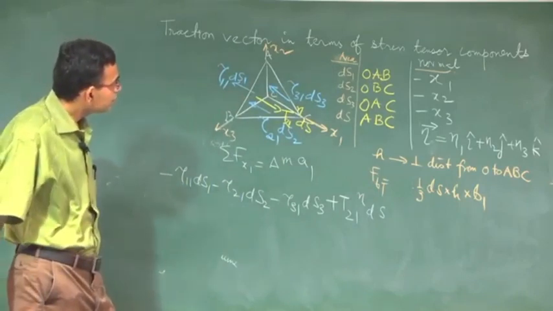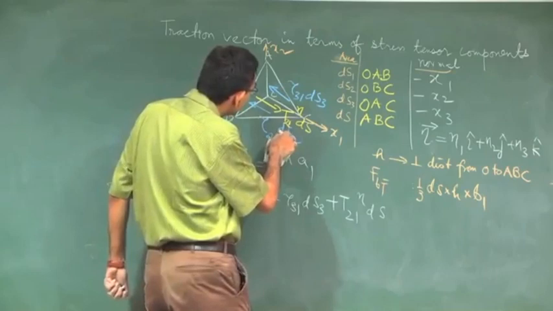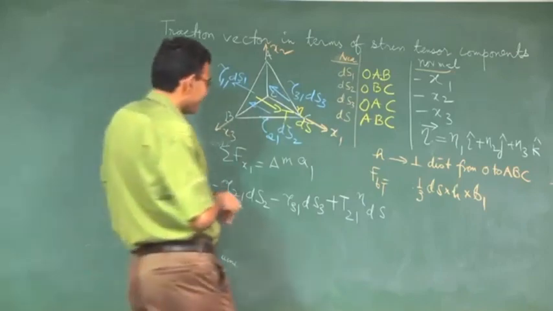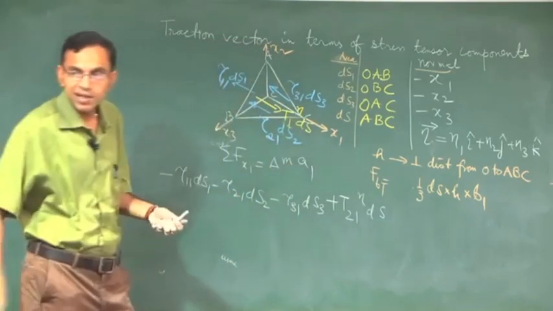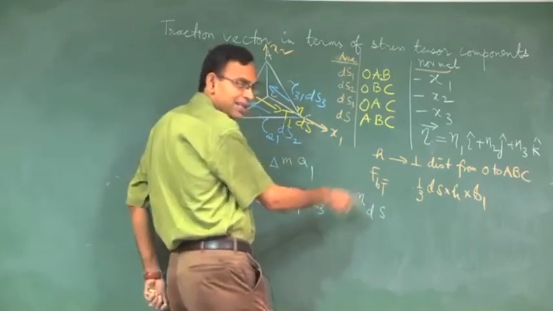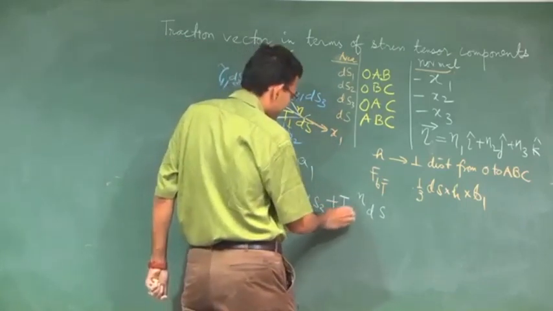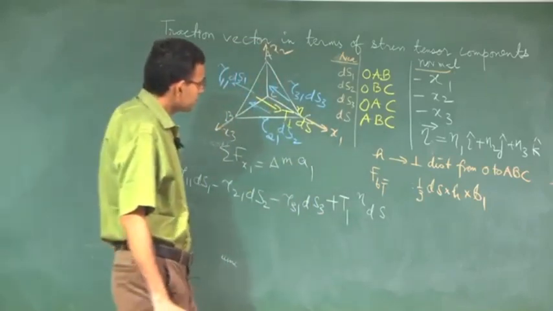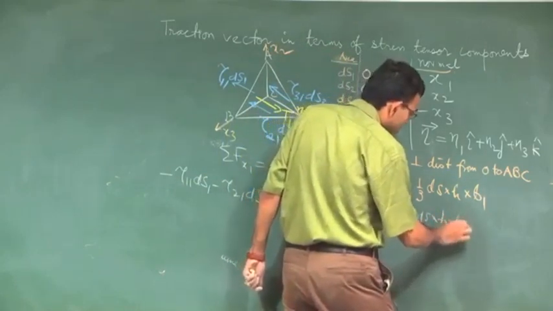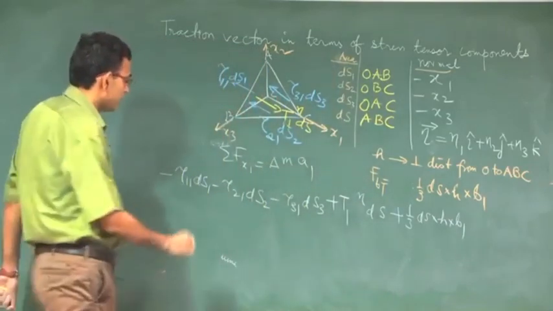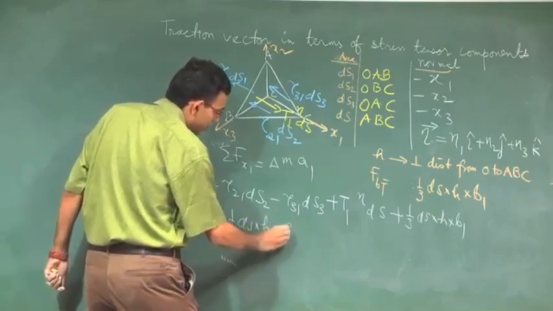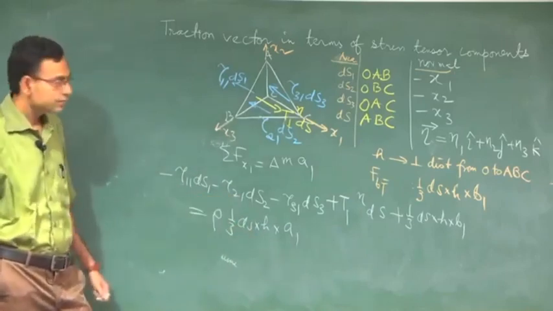Oh, where have these 2 come from? Inertia of writing, okay, right. Because there cannot be anything called T21. This has only one index, the traction vector, with one at the top and another at the bottom, not two simultaneously. So T1 ds plus 1/3 ds into h into B1 is equal to rho into 1/3 into ds into h into a1, mass into acceleration, okay.